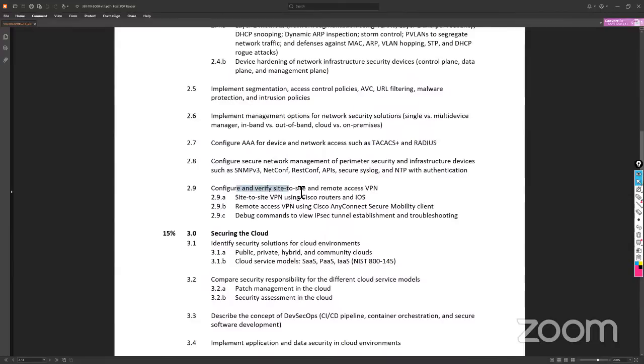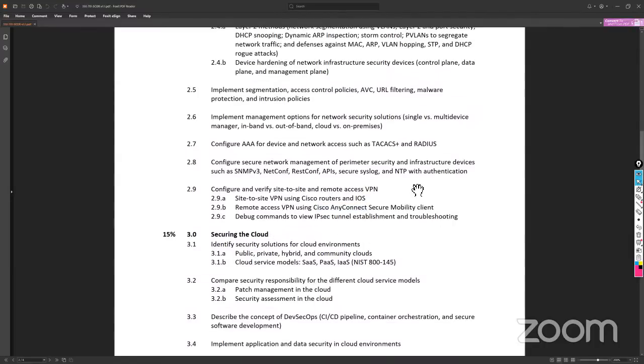Be able to configure and verify site-to-site and remote access VPN. And this is going to be from the perspective of both routers and firewalls as well. Okay, and using Cisco's AnyConnect solution to establish remote access VPN.